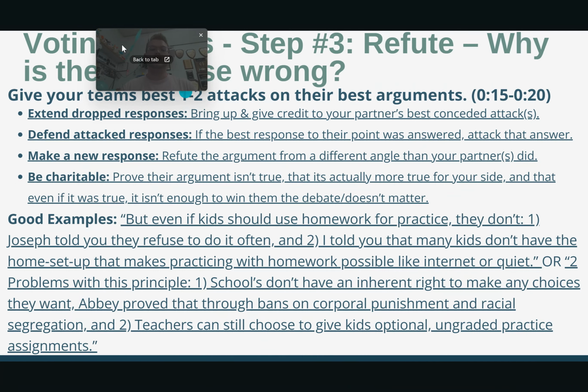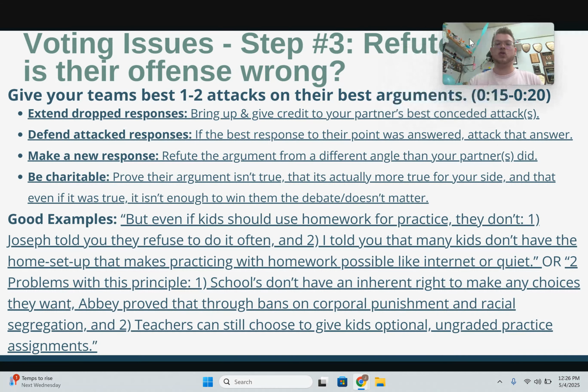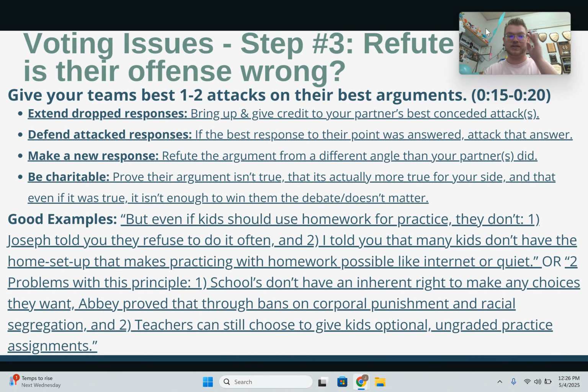The third step is to continue to refute their argument or show how your team has refuted this argument. Why is their offense or their possible way of winning the voting issue incorrect or implausible? This means giving your team's best 1 to 2 attacks on their best arguments, which should take you between 15 to 20 seconds. This can be dropped responses if they're really good, or attacked responses if the way that they were attacked was insufficient or if they were defended well.